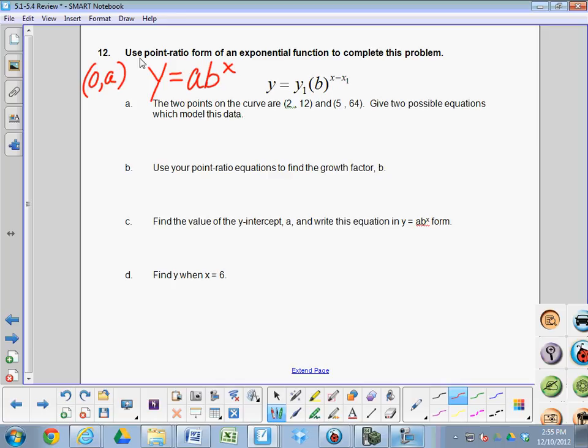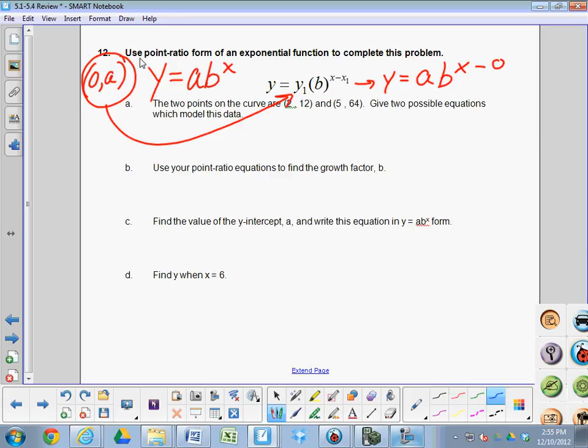Well, imagine if that was your point and you put it into point ratio form. What would go in for y1? A times b to the x minus x1, which is 0. Well, what's x minus 0? X. So if I put my y-intercept into this format, I would get ab to the x.